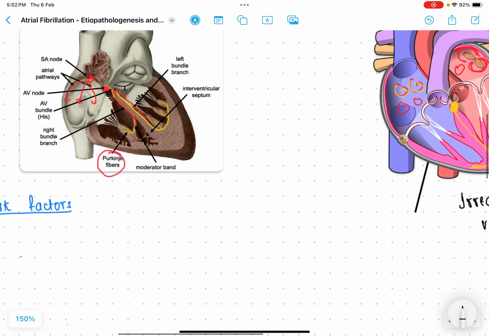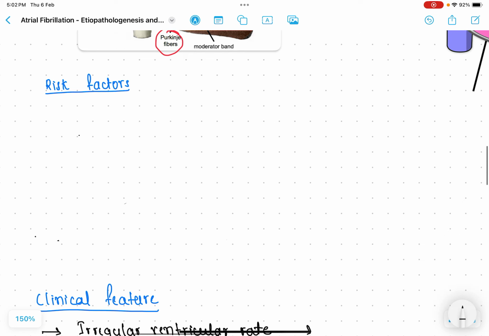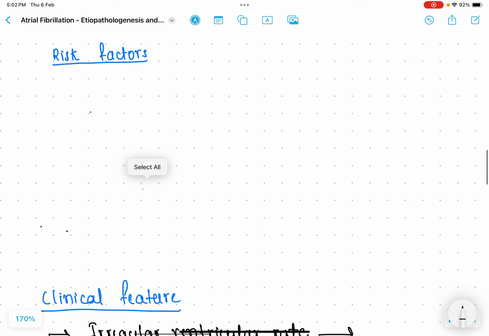Now what are the risk factors for atrial fibrillation? Most of the times, in the majority of patients, atrial fibrillation can be asymptomatic. So how do you know in which patient you will have to actually look for atrial fibrillation? Let's understand the risk factors.